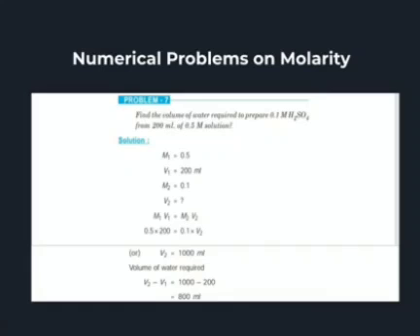Problem number 7. Find the volume of water required to prepare 0.1 molar H2SO4 from 200 ml of 0.5 molar solution. Here the given data is M1 equal to 0.5, V1 equal to 200 ml, M2 equal to 0.1, where we have to find out V2. Here for this, the equation is M1 V1 equal to M2 V2. Here it is the molar relation for diluted solutions.